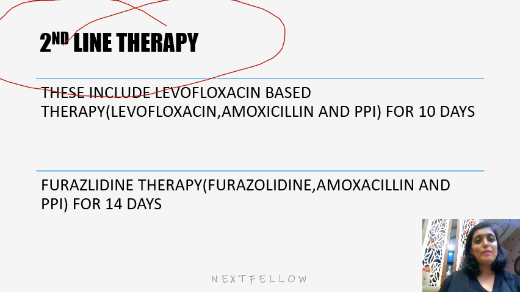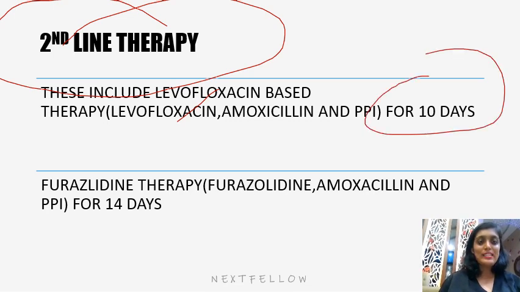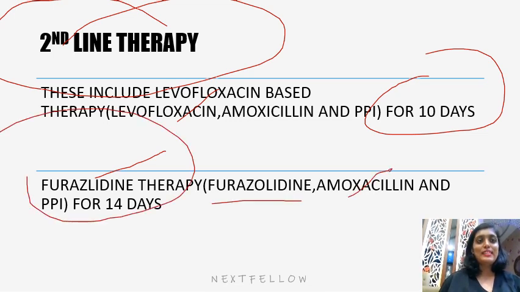The second line therapy includes levofloxacin-based therapy. Levofloxacin, amoxicillin and PPI is given for 10 days, followed by furazolidone therapy. Furazolidone, amoxicillin and PPI given for 14 days.